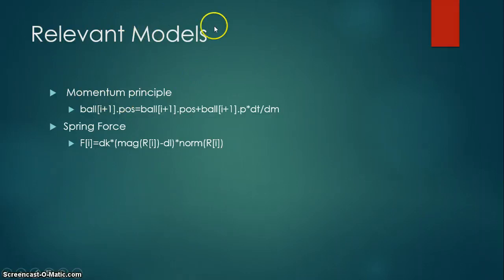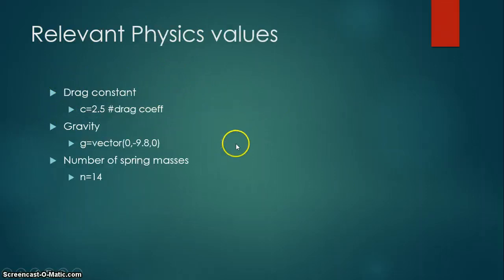The models that are relevant in this VPython module are the momentum principle, which can be seen here as I rewrote it, the spring force, which can be seen here, the drag constant, and the gravity force. I had to break up the number of spring masses into 14 different parts so that it can show the different levels of a Slinky, which will be shown later.